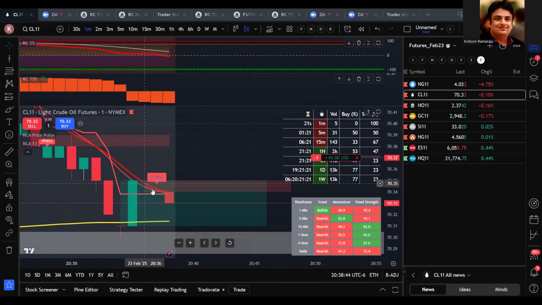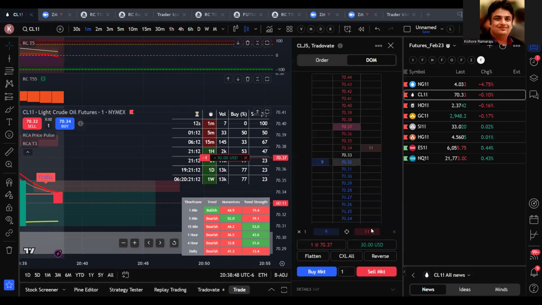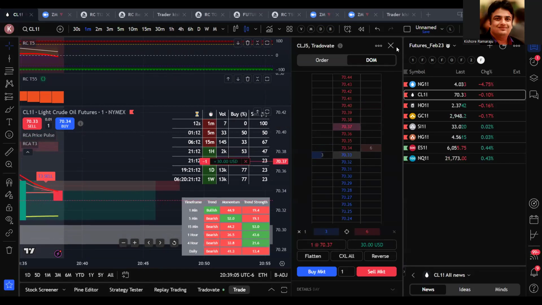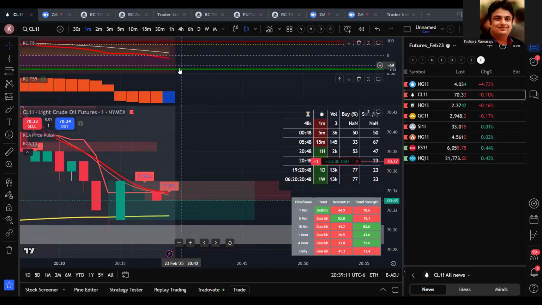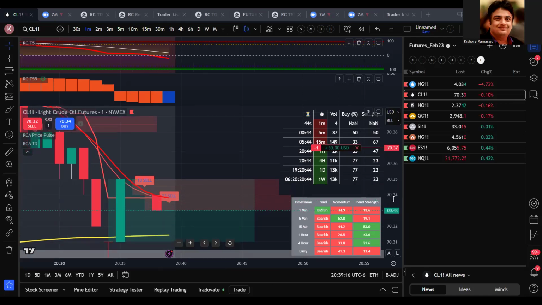As long as your T5 line is red, you can hold the trade. So we shorted at 70.37. Now it is 70.32. That is nearly $50 profit on each contract. If you have 10 accounts, that is a $500 profit. If you have 20 accounts, that is a $1,000 profit. But again, we are still holding because our T3 line, T5 line, everything is still red. This is also still red. So we can continue to hold for some more time.